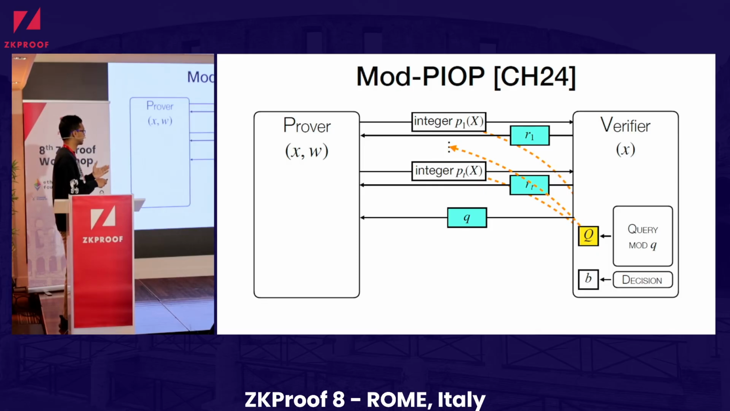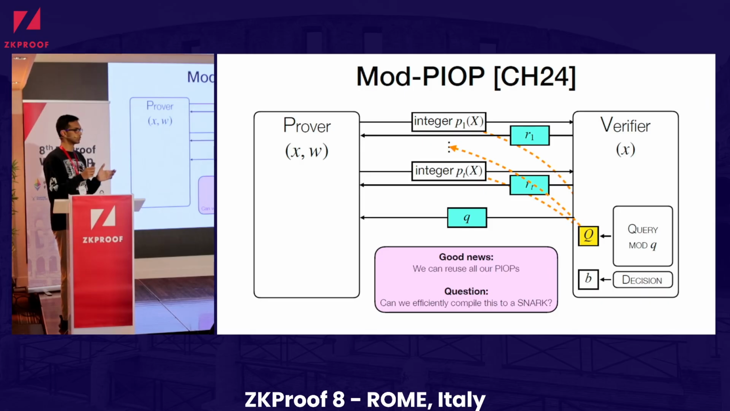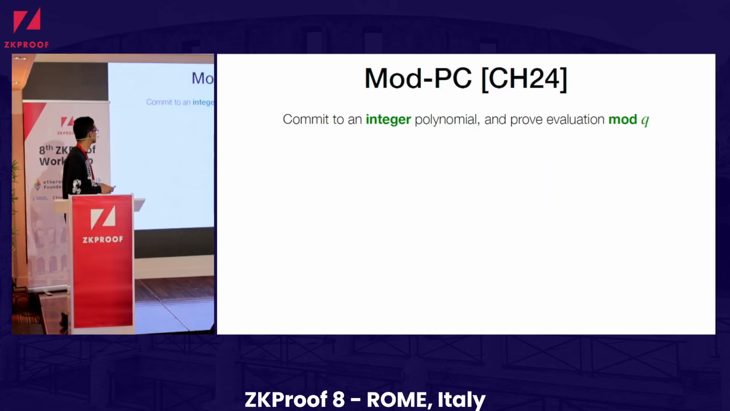And these things, it turns out, are actually sort of almost reusable from prior work. We don't need to construct new things. And the main sort of contributions I'll talk about are in the mod PC part. So this, for now, looks kind of similar to what we've seen before. I'm just going to define it. So you commit to an integer polynomial, and you want to prove evaluations modulo some prime q.